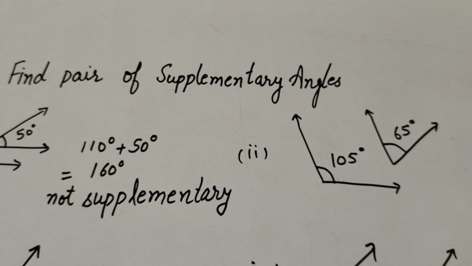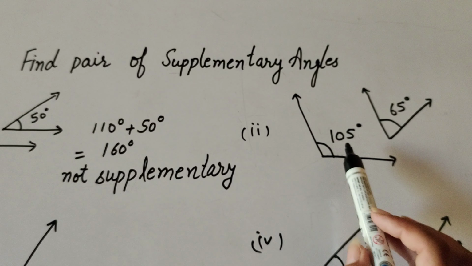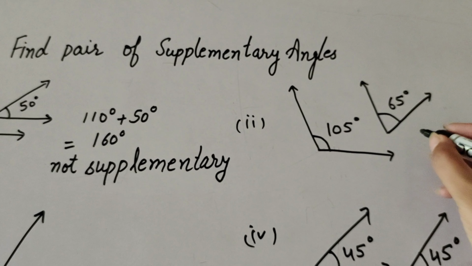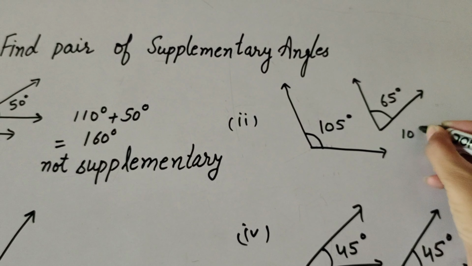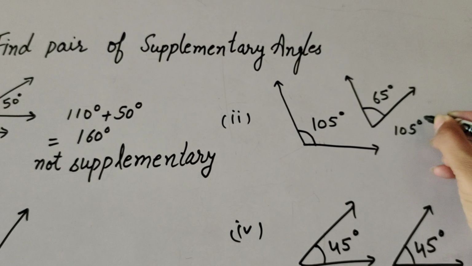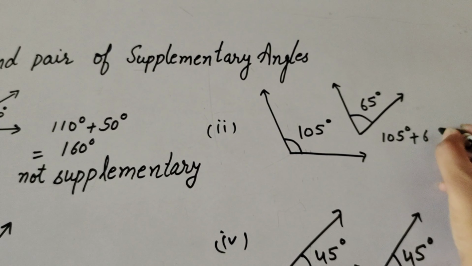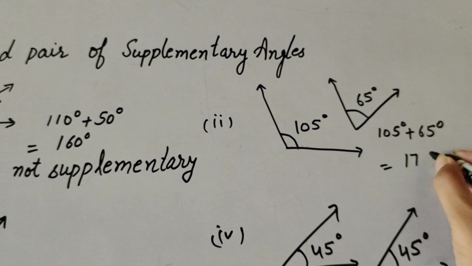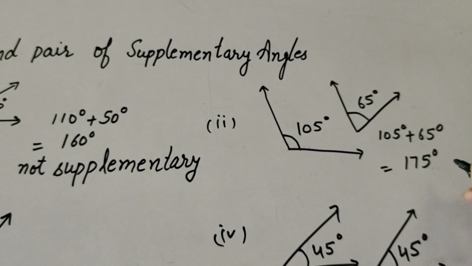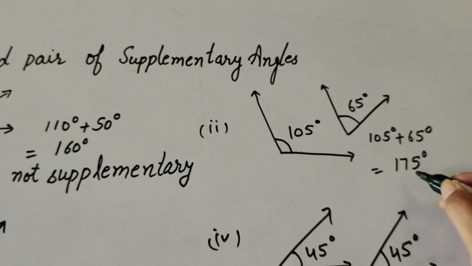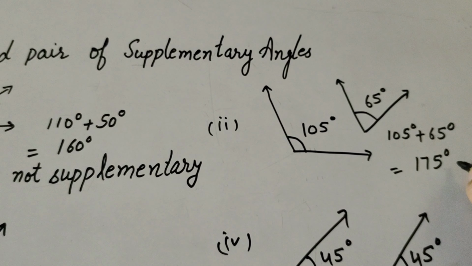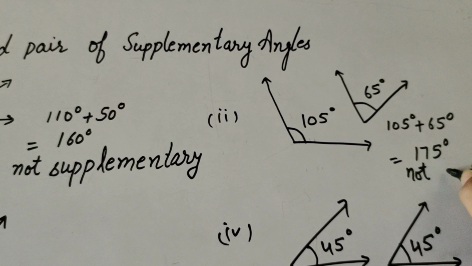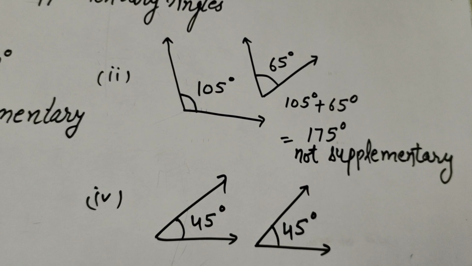In the second question, in this pair, one angle is 105 degrees and second angle is 65 degrees. To check whether these angles are supplementary or not, we add these two angles, 105 degrees plus 65 degrees. When we add, we get answer equal to 175 degrees. Again this pair of angles is not supplementary because their sum is not equal to 180 degrees.